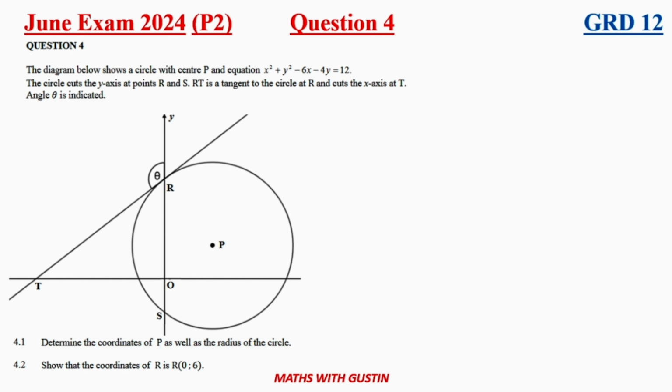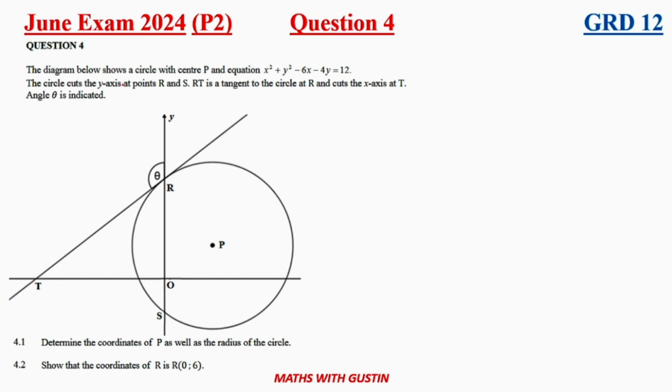Welcome back, guys, to question 4. Now let's look at this question. It was an analytical question involving the circle. It says here the diagram below shows a circle with center P. The equation is given as x squared plus y squared minus 6x minus 4y is equal to 12.